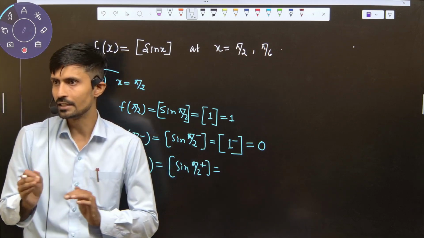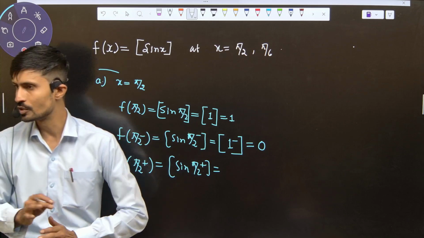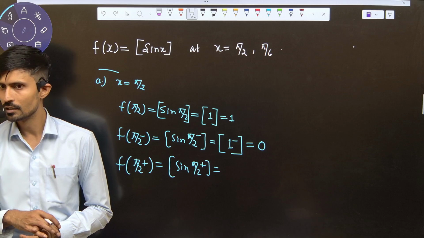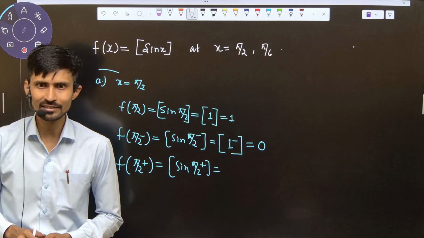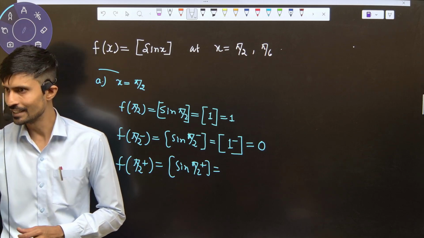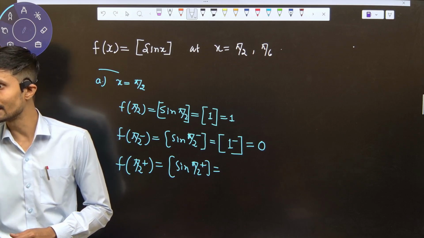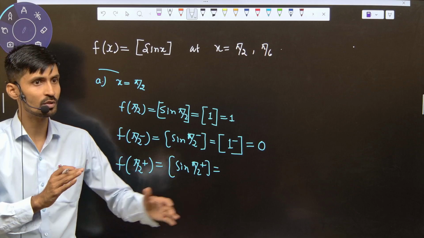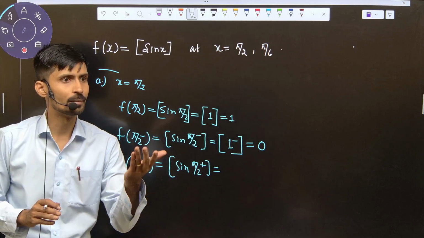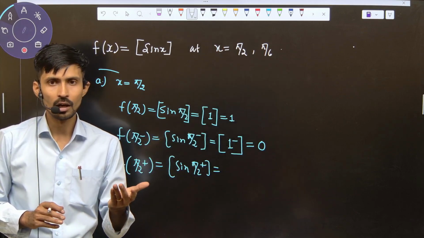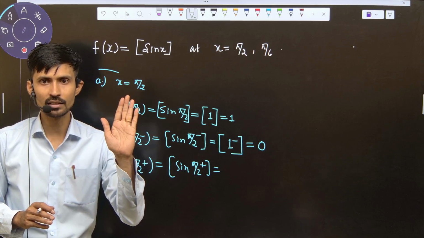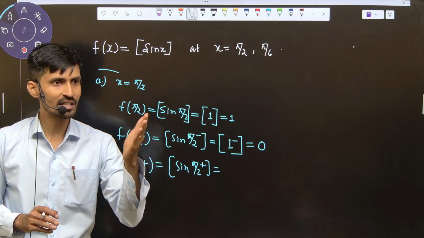90.00000001. Again, the angle is not 90 degrees. Sine 90 will be 1, na? If I say sine 90.00000000001, what will it be? How many are thinking 1 plus? Raise your hand. 1 plus is greater than 1, na?